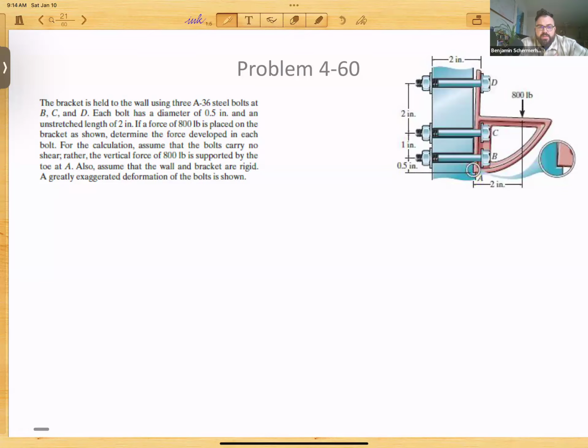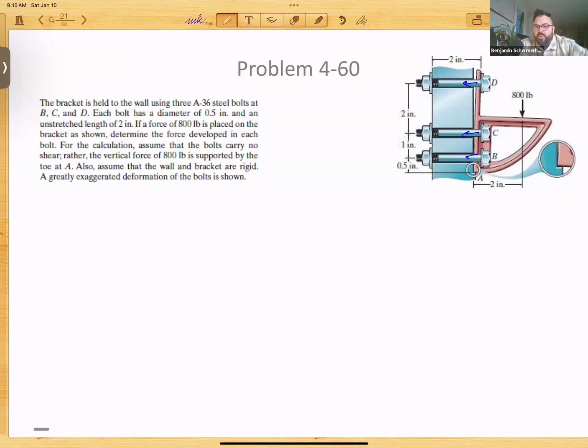Well, we're going to assume that no bolt is going to carry any sort of shear force, so everything's going to be a normal tension type situation. We're not looking at any shear. The entire vertical force of that 800 pounds on the bracket is going to be carried by this pivot toe at A. So that entire vertical force is there. Everything in the bolts is just going to be normal forces. Makes it doable. And the wall and bracket are rigid. A greatly exaggerated deformation of the bolts is shown.